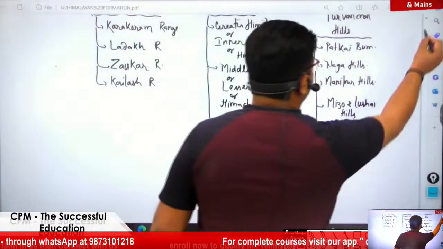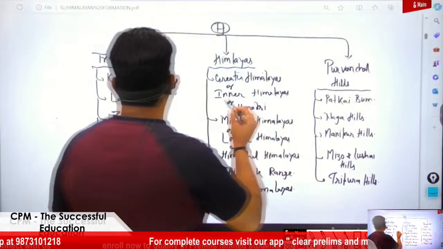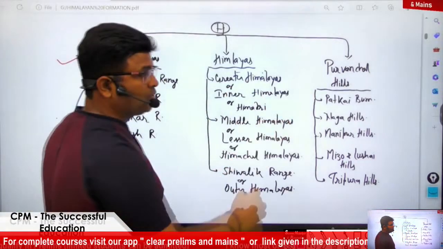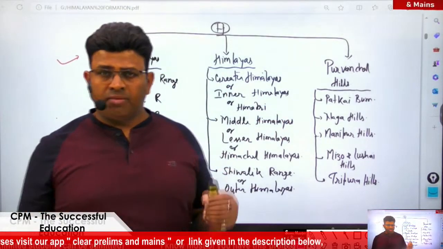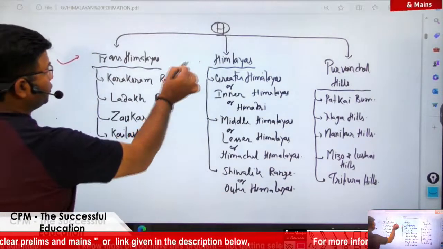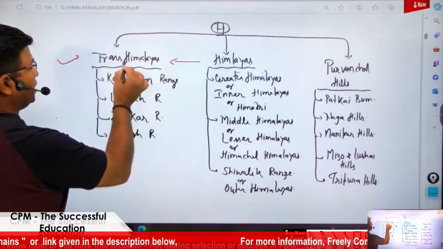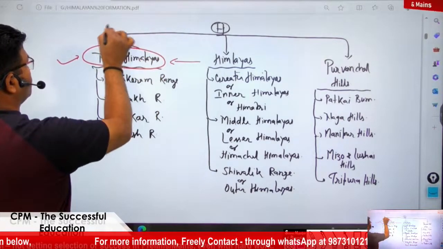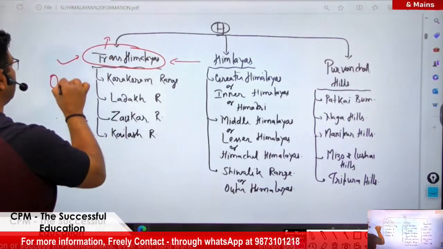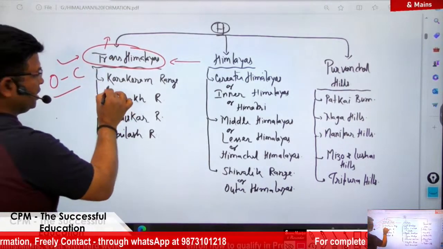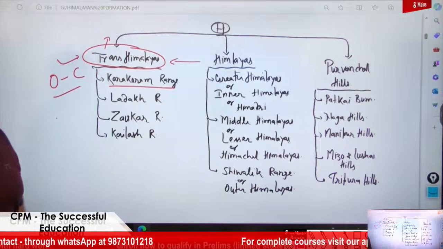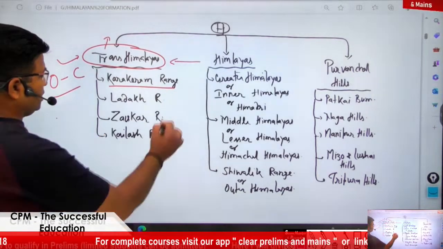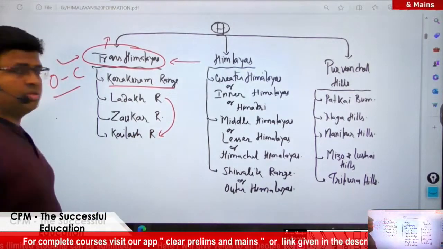What are the things that we'll cover here? The Himalayas are divided into Trans-Himalayas, Himalayas and Provincial Hills. The Trans-Himalayas, as you know, were formed before the Himalayas. The Trans-Himalaya is made by ocean-continental convergence. Under the Trans-Himalaya, there is the Karakoram range, the Ladakh range, the Zaskar range, and the Kailas range. The Kailas range is a continuation of the Ladakh range in Tibet.